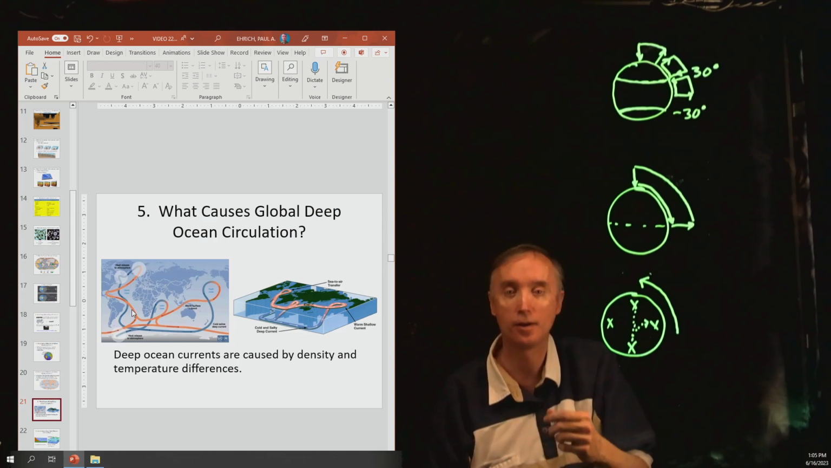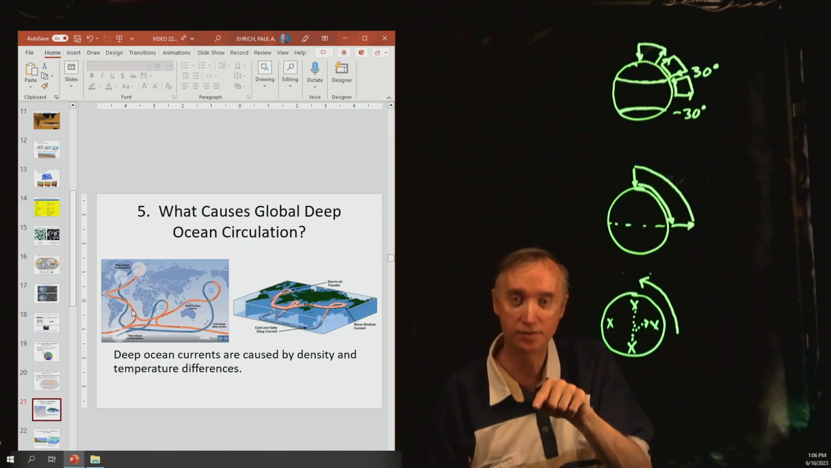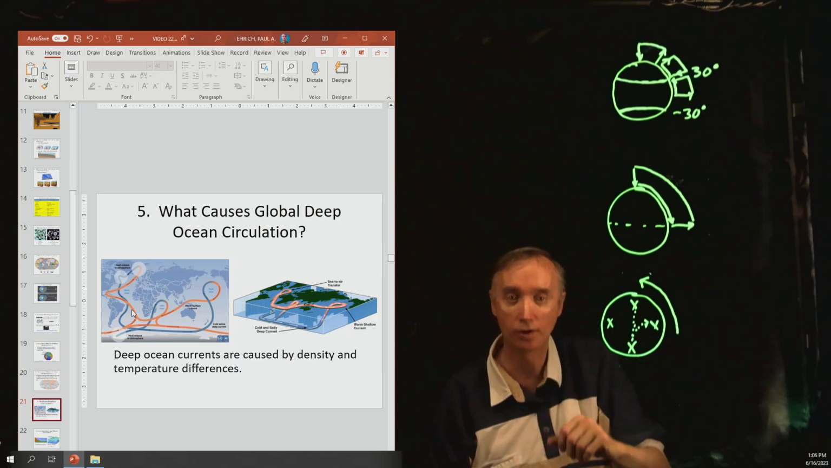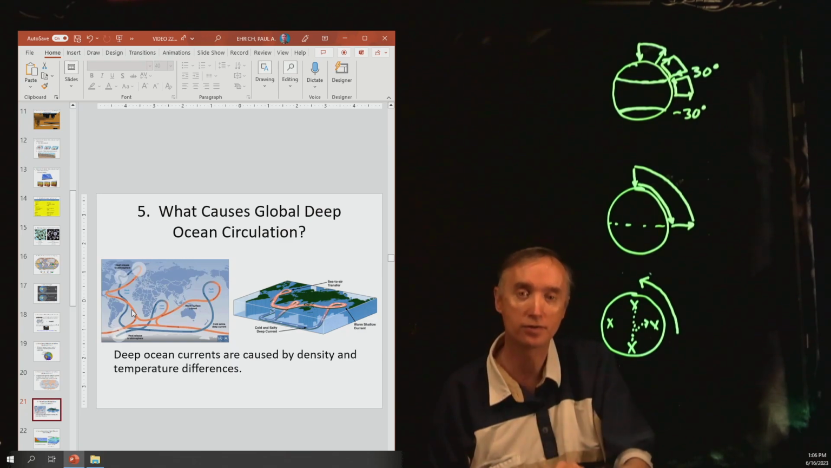So these patterns are going to be because of density and temperature differences in the water. So the first picture is the top-down view of the oceans and what these different currents are and where they're at. And then the sideways view is the picture that's right next to it.